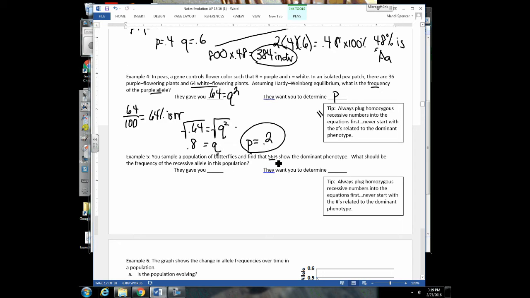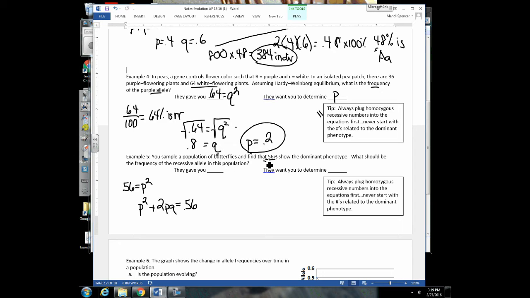Now students have a tendency to mess up problems like this because this is what they're going to do. They say 0.56 equals P squared, but that's not the case. 56% is showing the dominant phenotype. Individuals that are homozygous dominant are going to show the dominant phenotype, and so do the individuals that are heterozygous for the trait. So these two numbers would add up together and would give us 0.56. So this is why you can't work from the information about the dominant phenotype. You have to gain information about the recessive phenotypes and start from there.